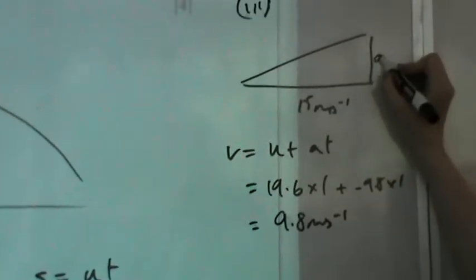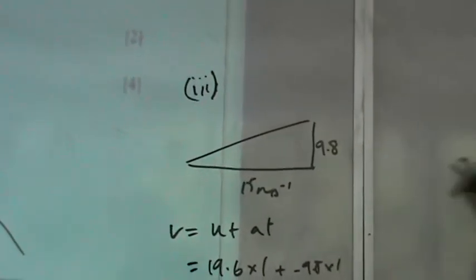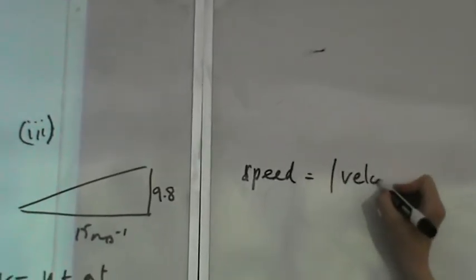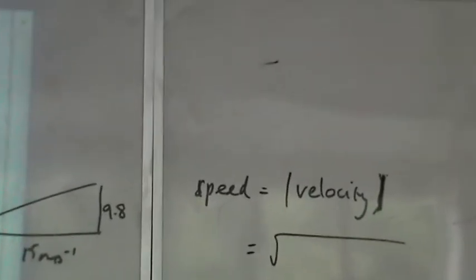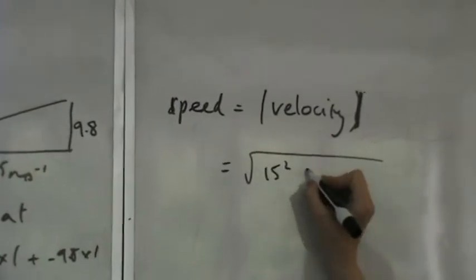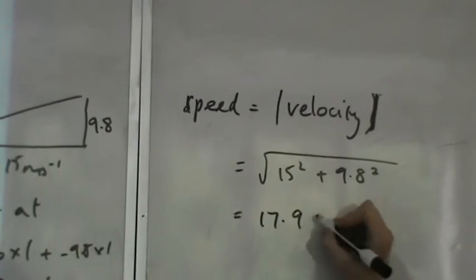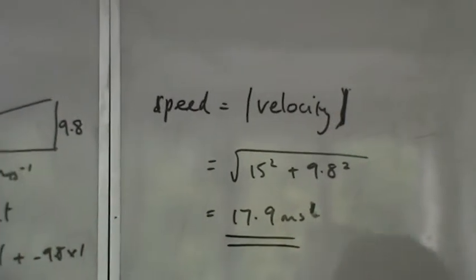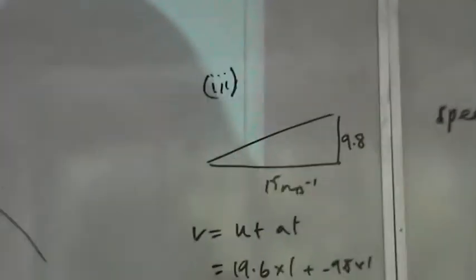Okay, so now we've got that here, 9.8. So we're after this length here, so we can use Pythagoras. So we want the speed, which we know is the magnitude of the velocity. Okay, so that's going to be the square root of 15 squared plus 9.8 squared, and we end up with 17.9 metres per second. Okay, right, this question has got one last part, which is a short and sweet bit. Oh no, two last parts.